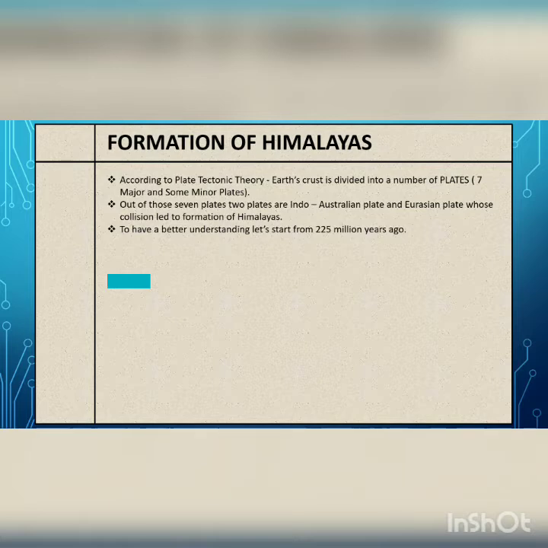Formation of Himalayas. According to plate tectonic theory, Earth's crust is divided into a number of plates, 7 major and some minor plates. Out of those 7 plates, 2 plates are the Indo-Australian plate and the Eurasian plate, which played a major role in the formation of Himalayas, as it was their collision which led to the formation of Himalayas. So to have a better understanding, let us start from 225 million years ago.